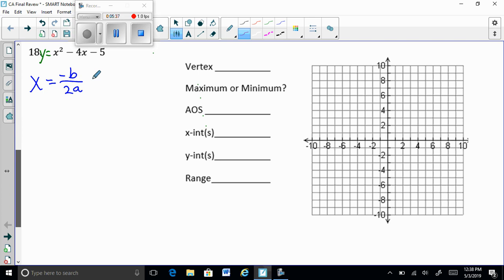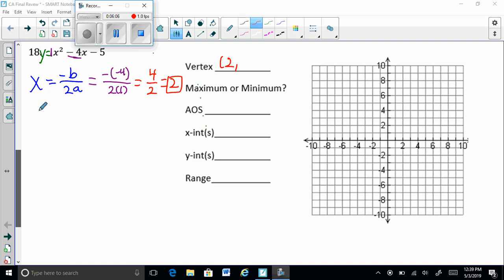All right, so this is your a, this is your b value right here. So we're going to have negative 4 over 2 times 1. So we're going to end up with positive 4 over 2. This then simplifies to a 2. So I know the x value is 2. Now I just have to plug that in to figure out the y value.